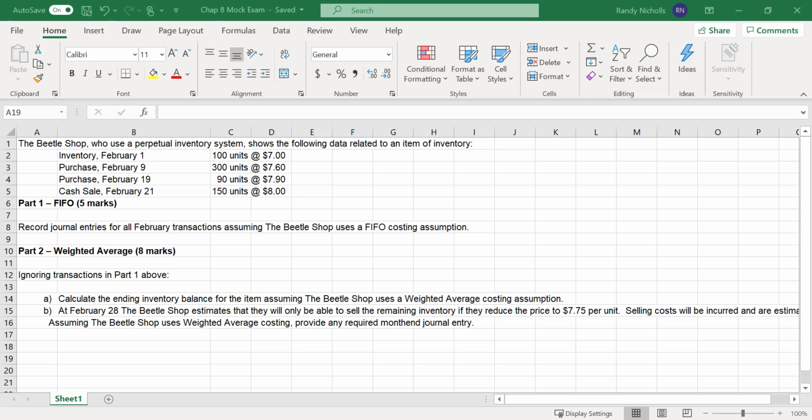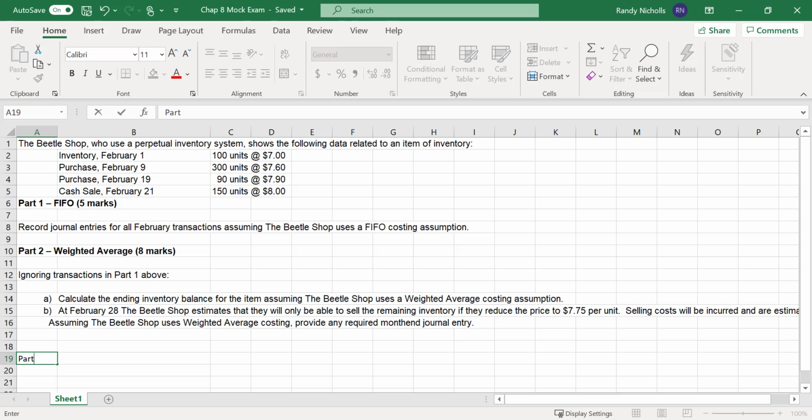So, here's the question. Perpetual inventory system shows the following data: inventory, purchase, and so on. Part 1, record journal entries for all February transactions, assuming the Beetle Shop uses a FIFO costing assumption. So a couple of key words here. It's perpetual, and as I mentioned in class, we're not going to do journal entries for periodic. It's perpetual is all you need. And it's FIFO.